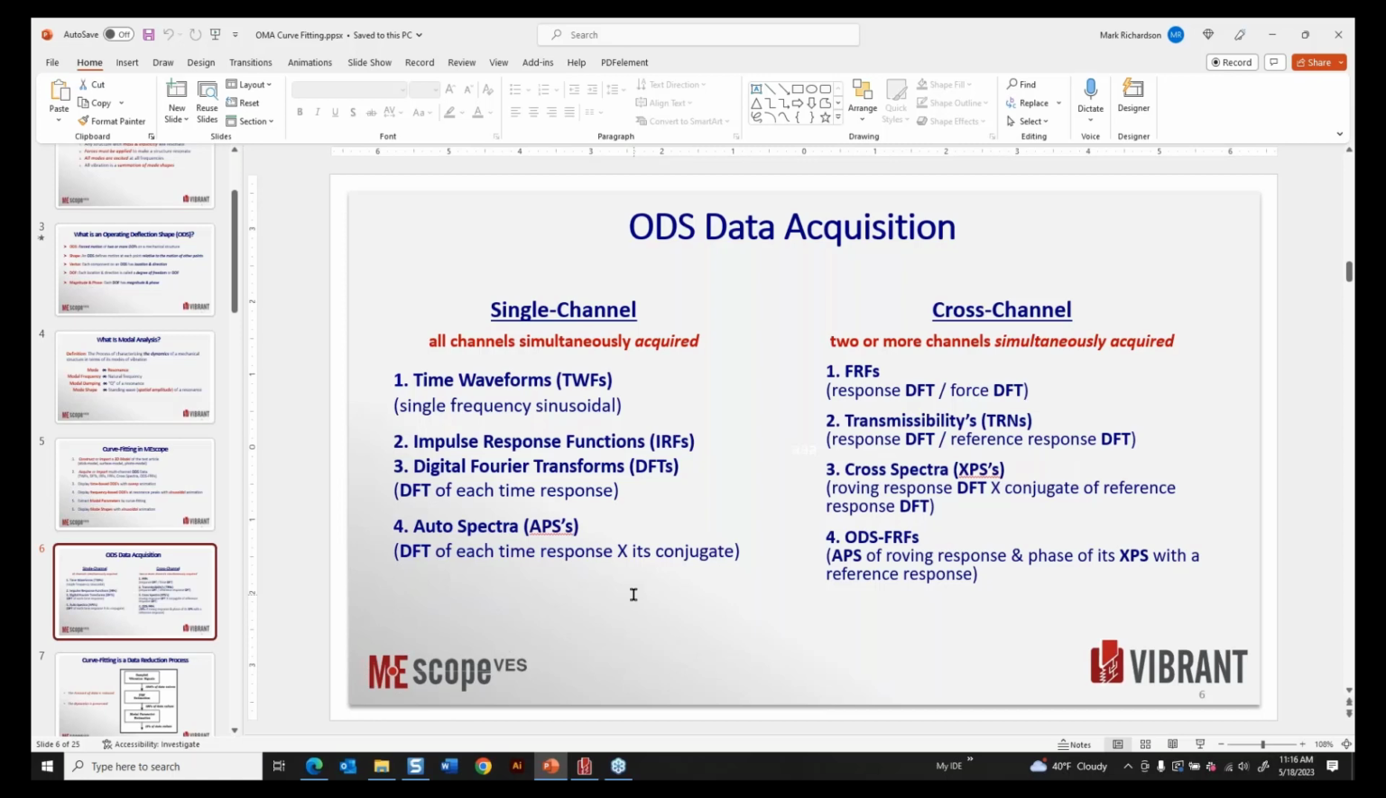ODS-FRFs, why do we even consider this? The advantage of them is that the magnitude of an ODS-FRF is actually the auto power spectrum of a roving response together with the phase of a cross spectrum between the roving and a reference response. So that gives us data that we can actually curve fit. We can window it and curve fit it just like the cross spectra. But we can also integrate and differentiate that data.